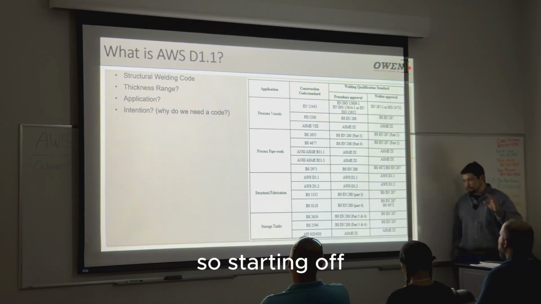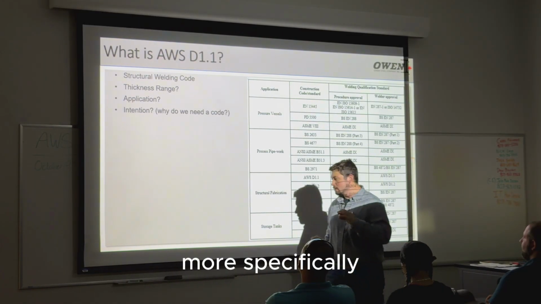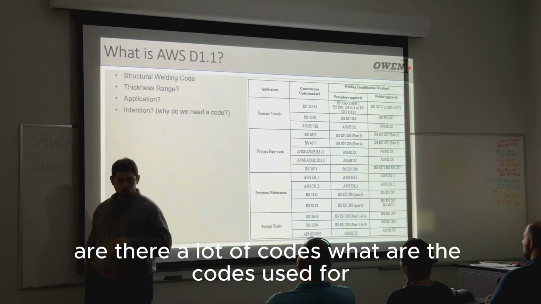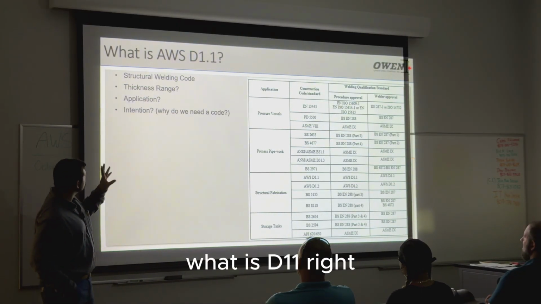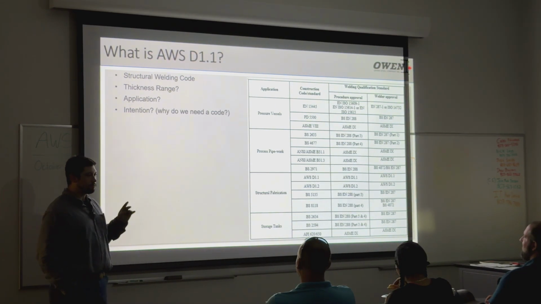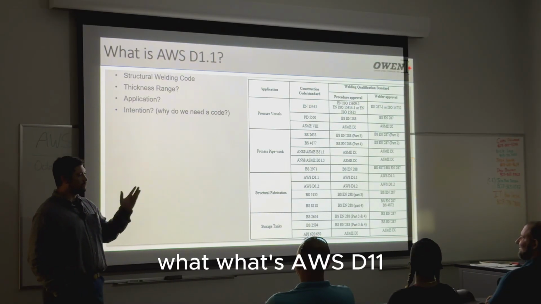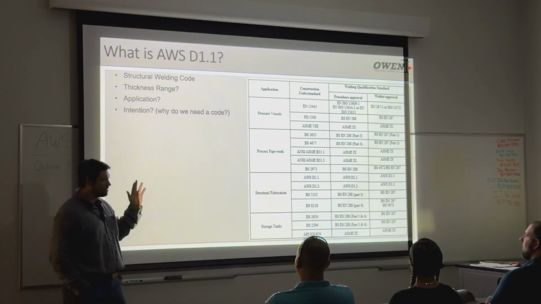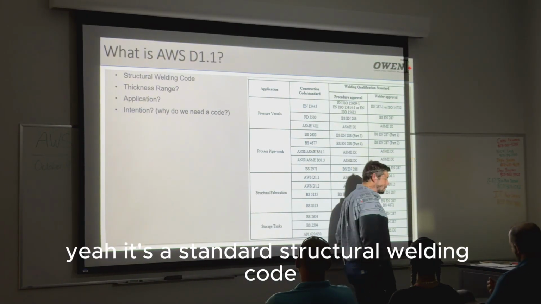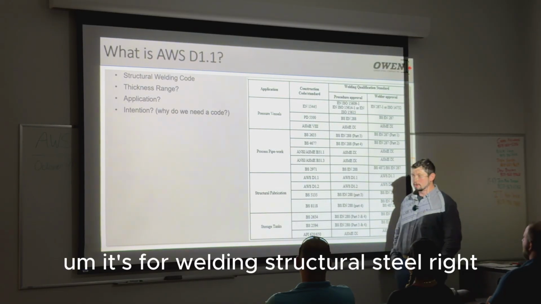So starting off, we were talking a little bit about what is a code. More specifically, are there a lot of codes? What are the codes used for? What is D1.1, right? Has anybody heard of AWS D1.1 before? Yep. You raised your hand, Lane. What's AWS D1.1? That's our standard for structural welding code. Yeah, it's a standard structural welding code. It's for welding structural steel, right?